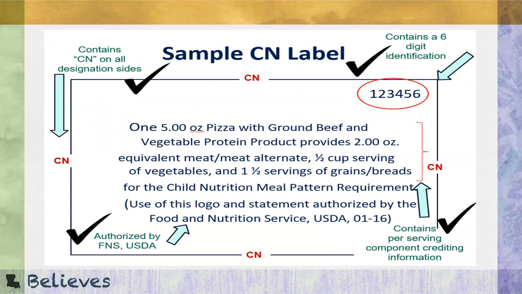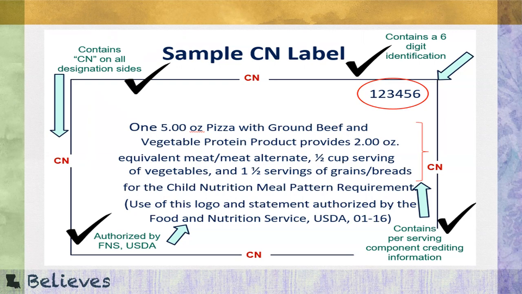Things that you will want to pay close attention to on a CN label are as follows. The 6-digit CN number provided in the upper right-hand side. True CN labels will always have a 6-digit code provided. The CN indication provided on all sides of the sample CN label, as this is always part of an official CN label. The crediting information provided in the text portion of the label. The product should always tell you exactly how many creditable servings of bread, grain, and or meat-meat alternate or fruit vegetable are provided in each serving of the product. The product details should be provided at the very start of the text portion. For example, 1 5-ounce pizza with ground beef and vegetable protein product, etc.